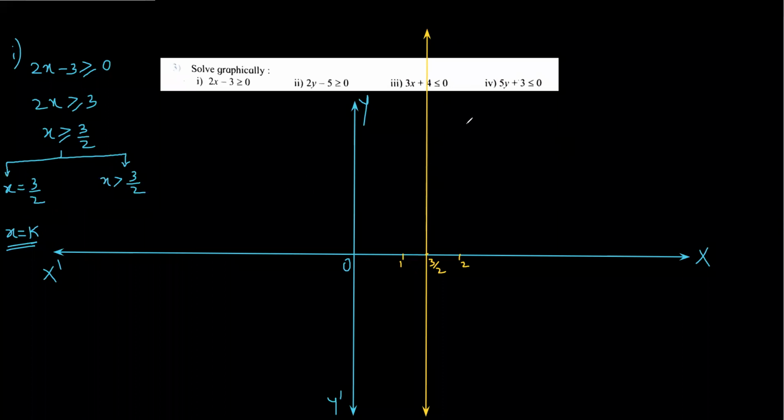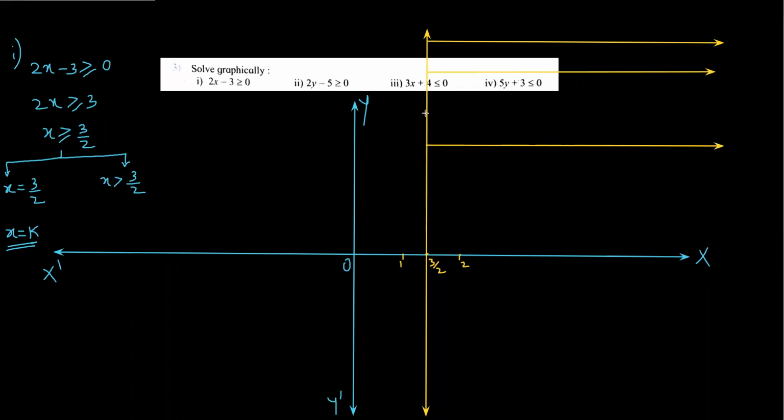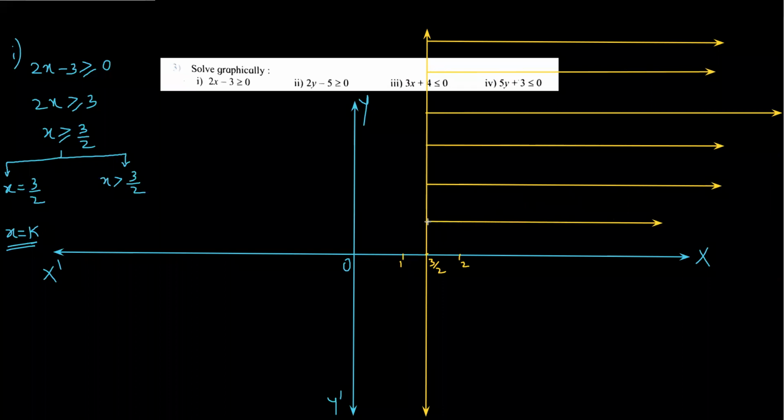See, one is the line. Now, which half do you think is x greater than 3 by 2? It is definitely the one on the right side of x equals 3 by 2. And it should touch the line because x equals 3 by 2 is also given. So see, this is the solution set of what you just had.